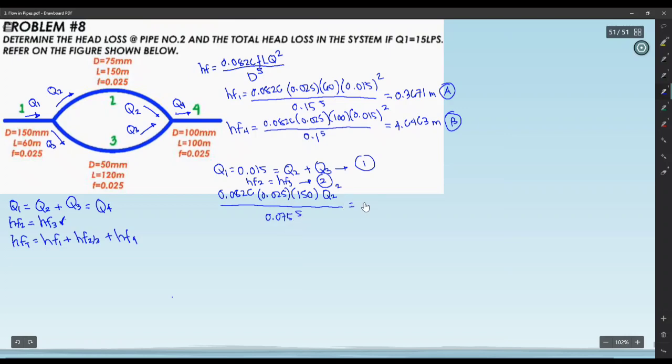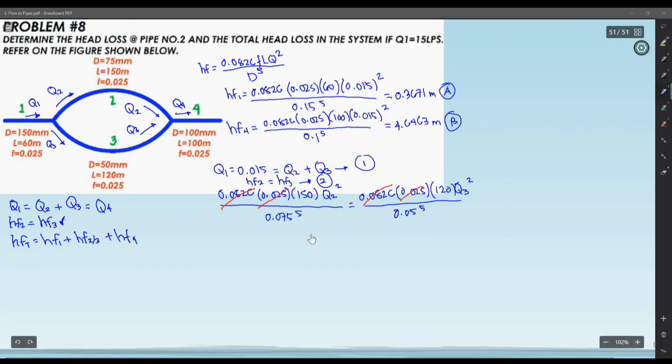So equals lang siya sa 0.0826 times the friction factor. So pareho lang, 0.025. And then the length of the pipe na 120 and then multiply by Q sub 3 squared all over the diameter of the pipe na 0.05 raised to 5. So, i-cancel mo na lang yung mga common na terms. So, pwede natin i-cancel itong 0.0826. At the same time, yung friction factor niya na 0.025. Kasi maa-cancel lang din naman talaga siya.